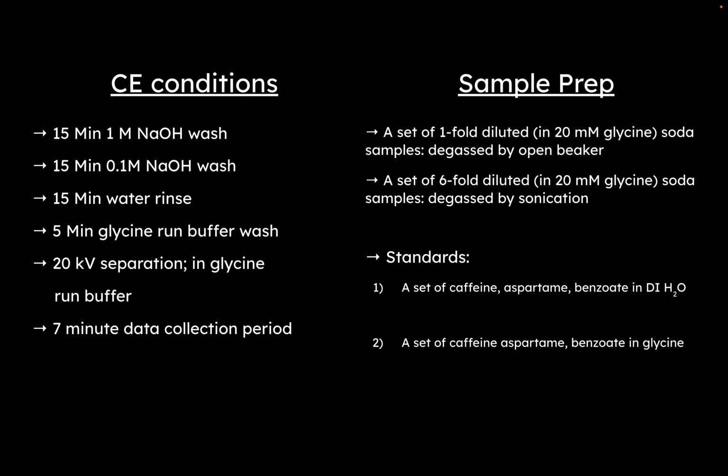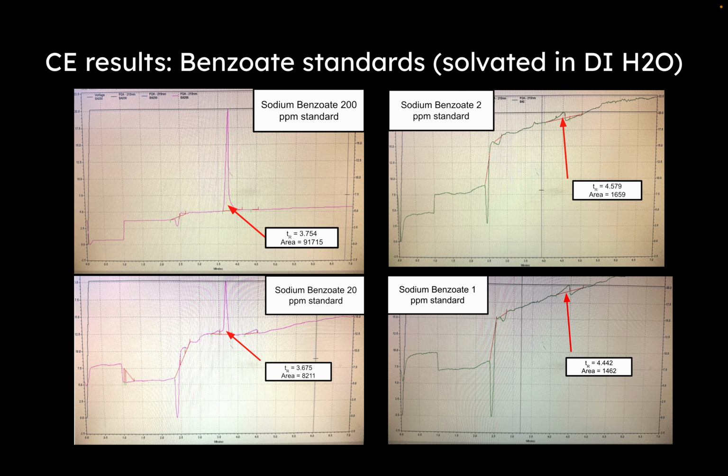Okay, standards. I made a set of standards: caffeine, aspartame, benzoate in DI water. I also made a set of standards in glycine. The paper had a fundamental flaw of not telling me how the standards were produced, so I kind of overlooked this fact when I was preparing. I was like, oh, I'll just put it in water. Well, if you apply a voltage across pure water, it's not the same as your glycine buffers, so it can get a little confused and you get weird data. That's why I decided to make the caffeine and aspartame in glycine instead. It was just a lot easier, or it gave me better data, I should say.